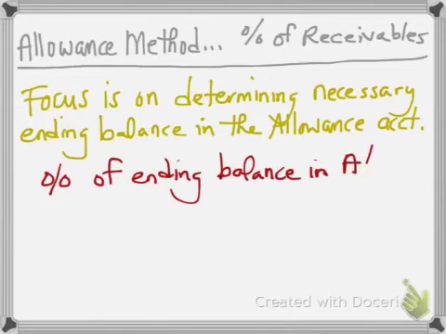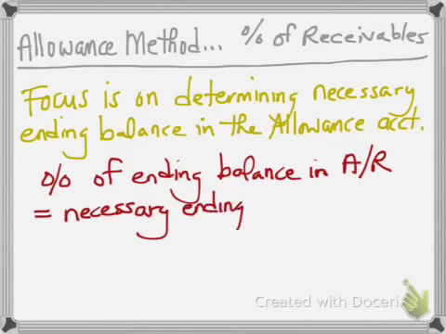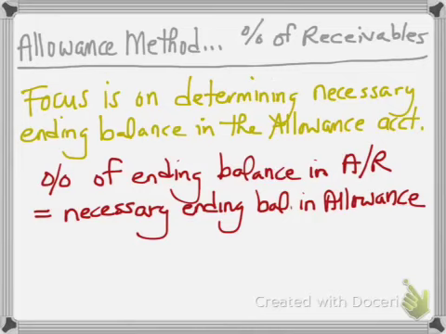In this approach, we're going to take a percentage of the ending balance in the accounts receivable, and that's what we're going to say is the necessary ending balance in the allowance. So what we're saying is there's some percentage of receivables every year that we know are going to become worthless, and therefore that's the amount of reserve or allowance balance that we need at the end of the year.